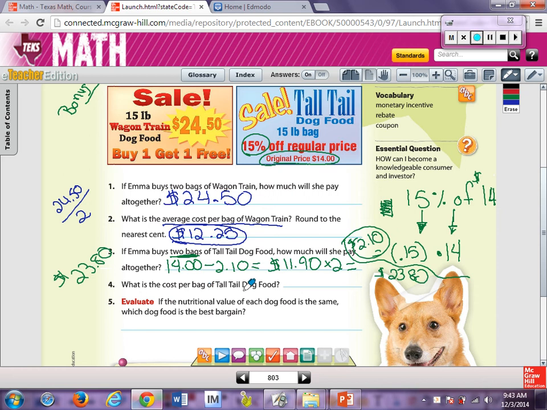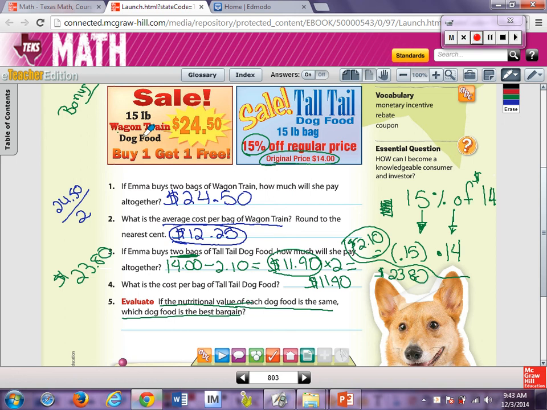Now our last question is, what is the cost per bag of Tall Tale dog food? We found that already, and that was $11.90. So the question is, if the nutritional value of each dog food is the same, that means that they're both just as healthy for your dog, then which one is the best bargain or better deal? Well, if we're buying 2 bags, then the best deal is to get the Wagon Train because, actually, no, excuse me, I read my numbers wrong.